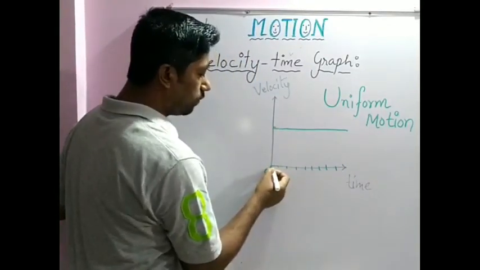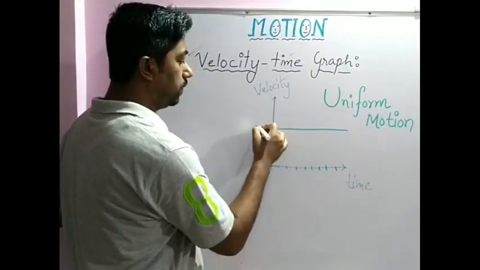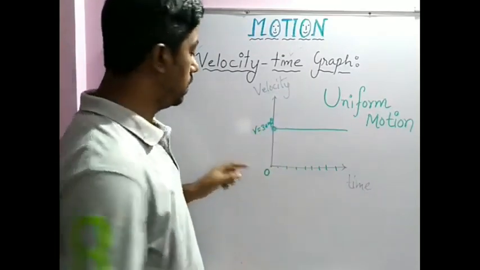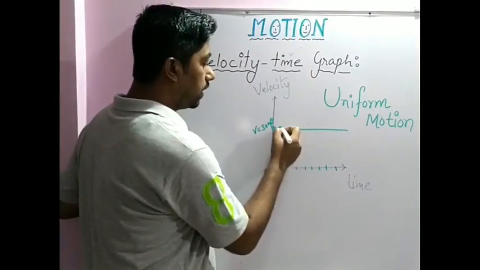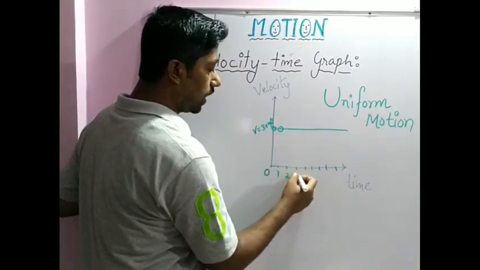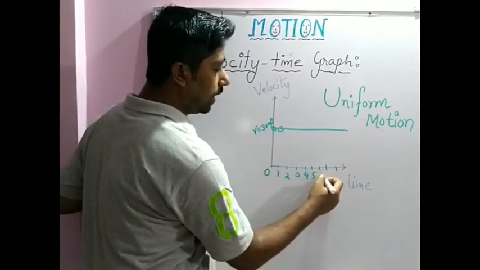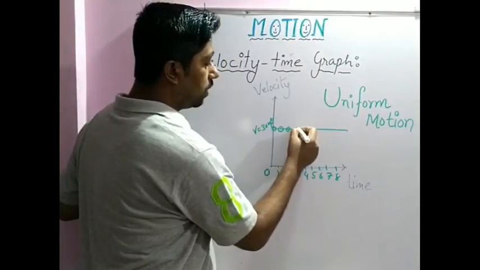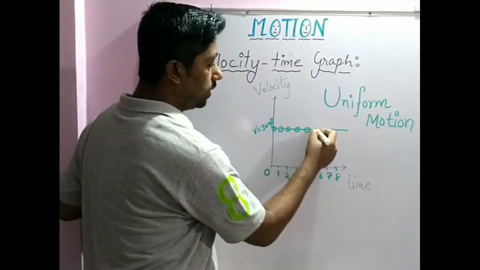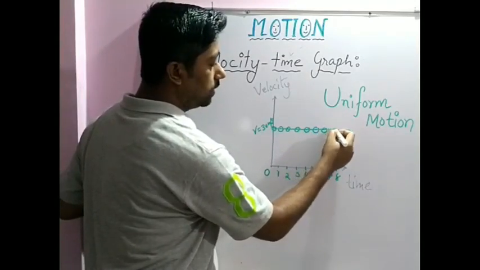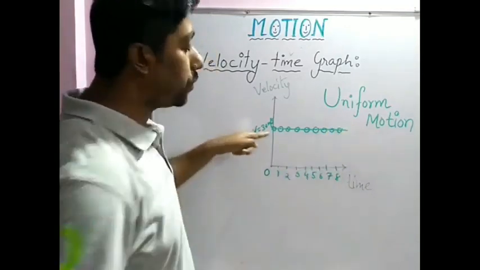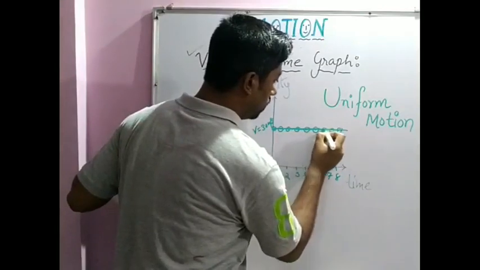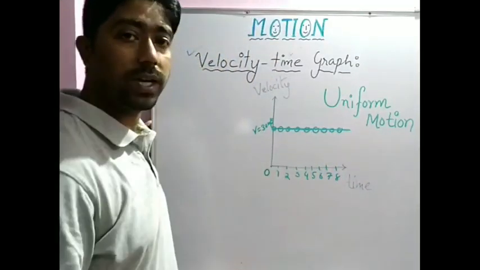Suppose v is equal to some magnitude, say 30 meters per second. For t equal to 1 second, it is again 30 meters per second. For t equal to 2 seconds, 3, 4, 5, 6, 7, 8 seconds, and so on, at each instant of time the velocity is always the same. So all these points, if you connect, you get a straight line.